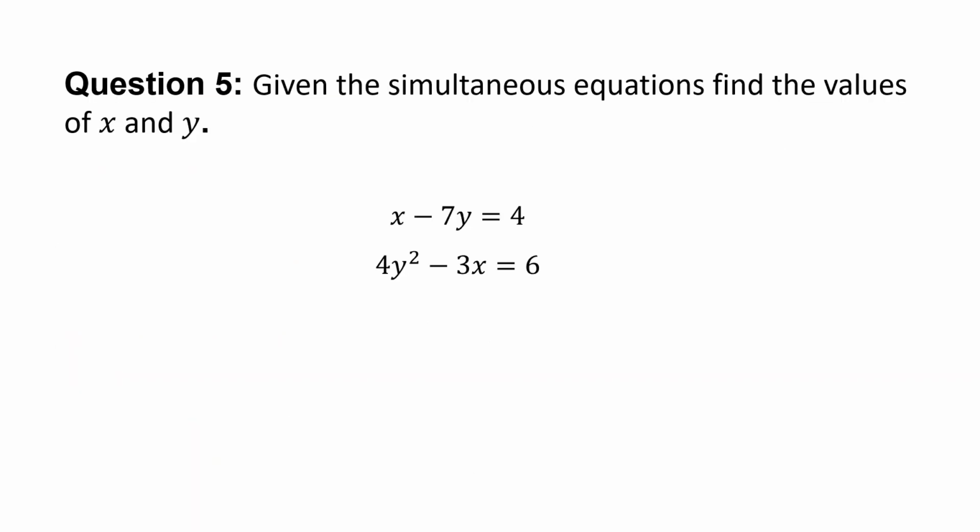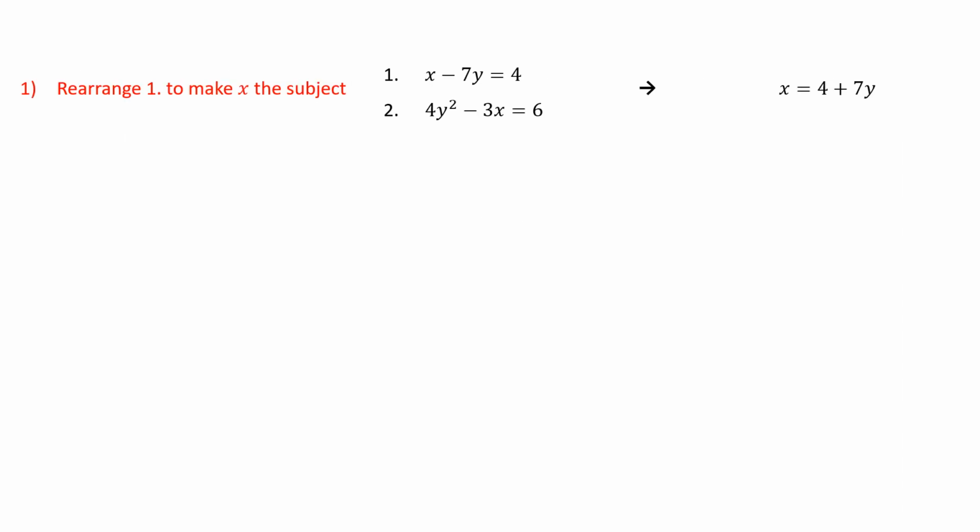So question 5, we have x minus 7y equals 4, and 4y squared minus 3x equals 6. So as always, pause the video, come back when you want to hear the answer. So equation 2, which contains our quadratic term, we can see that the quadratic term is y squared. So we want to rewrite this whole entire equation in terms of y. So to do this, we're going to need to rewrite x in terms of y.